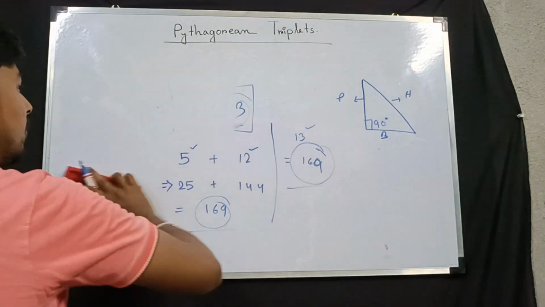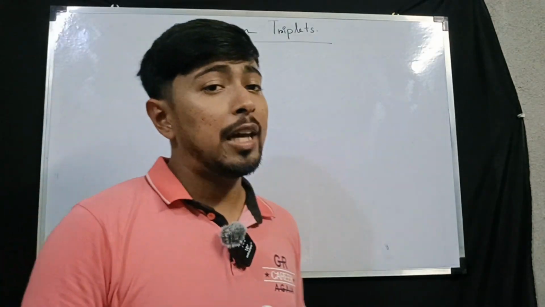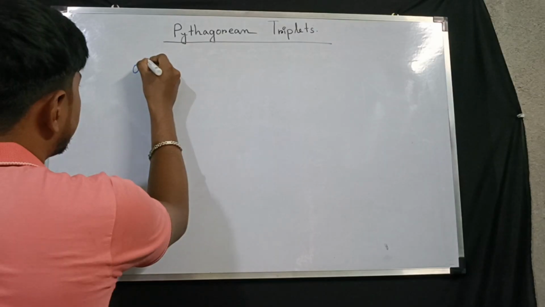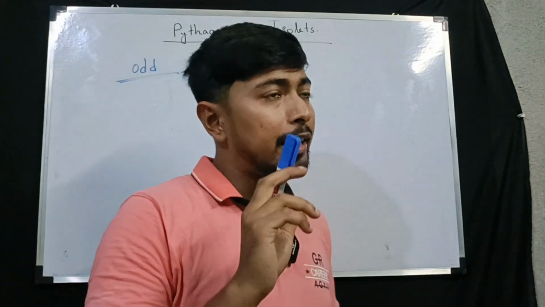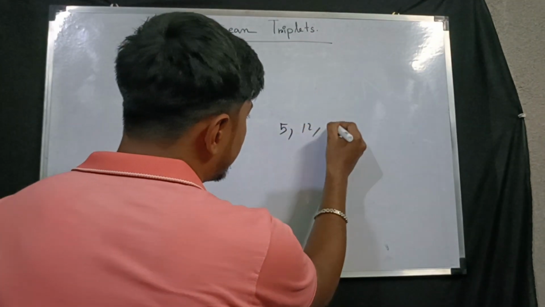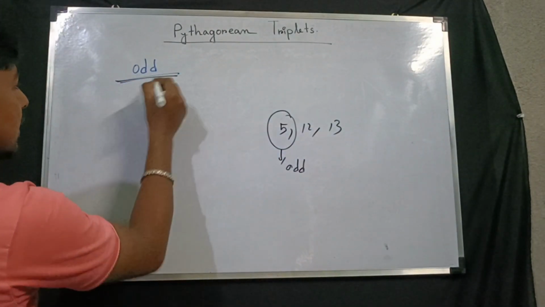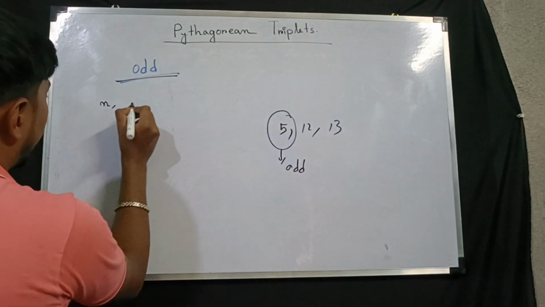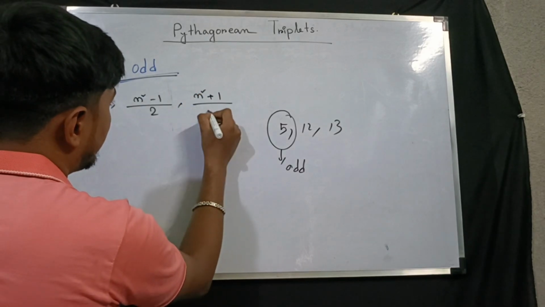But how can we find these three numbers? We have two rules for this. First of all, for odd numbers, the rule is: if the first number is odd, like 5 in 5, 12, 13, then we can find the rest of the numbers by n square minus 1 by 2, and n square plus 1 by 2.